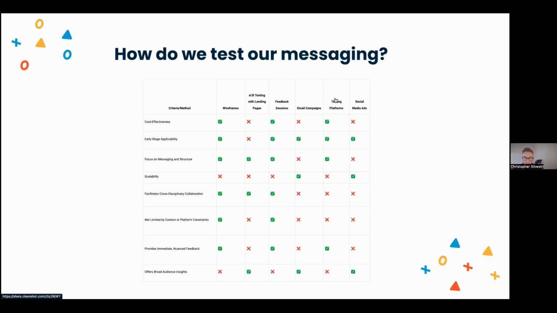Testing platforms, a really good one, especially for B2B, is called Wynter. Can be expensive, but that's because they have high-level executives or B2B people testing these messaging and these websites, so they need to be paid. Social media ads, again, if you have the budget here, you can use ads along with creative images to test different angles for your value propositions.